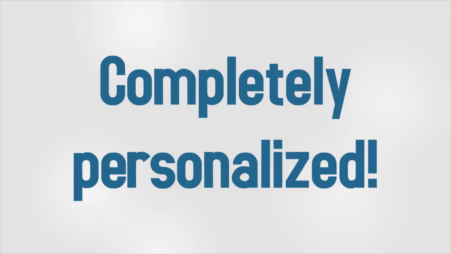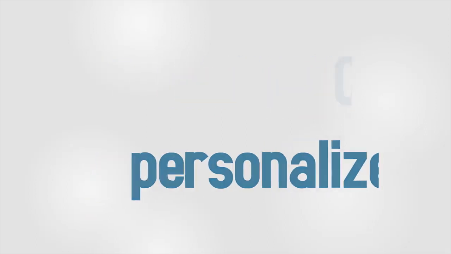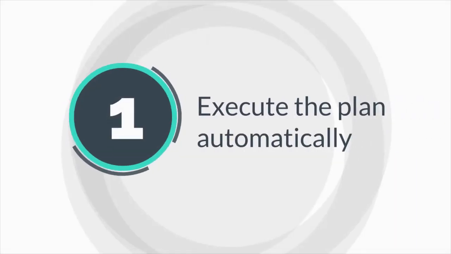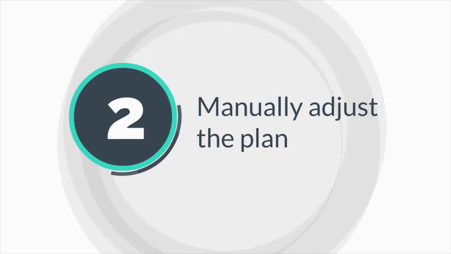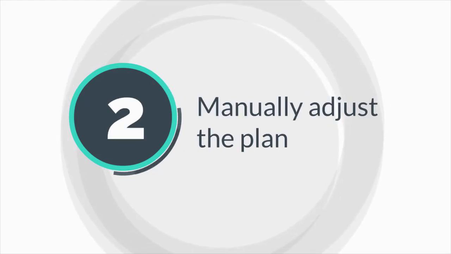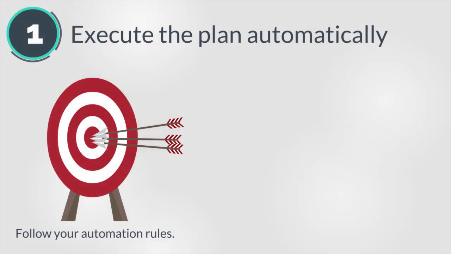The rules of the execution plan are completely personalized by you and your company. There are multiple ways to route the order, which depend on the rules that have been set up. The options include to either execute the plan automatically or manually adjust and set up the plan. Let's review the options. Execute the plan automatically. Follow the rules that have been set up and execute the shipment with no changes.